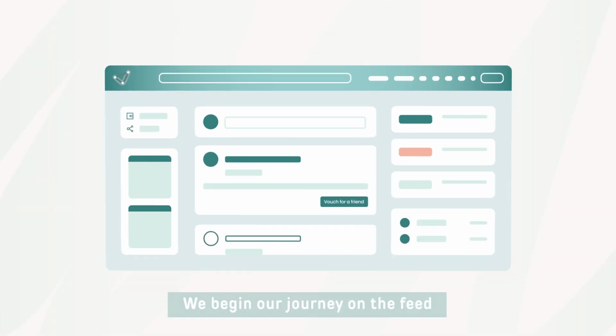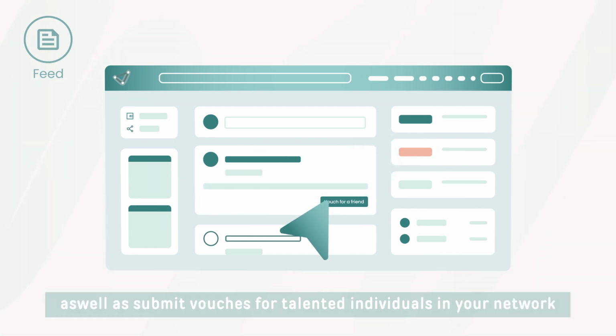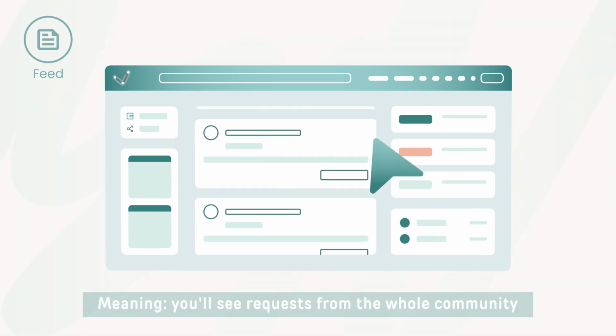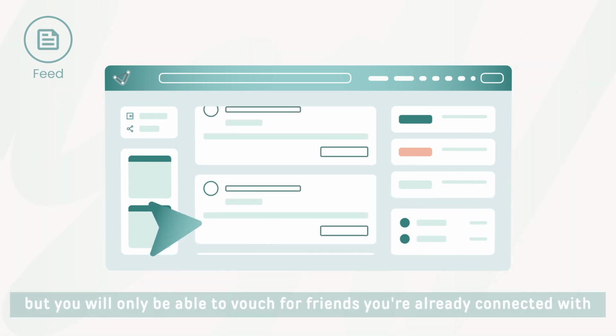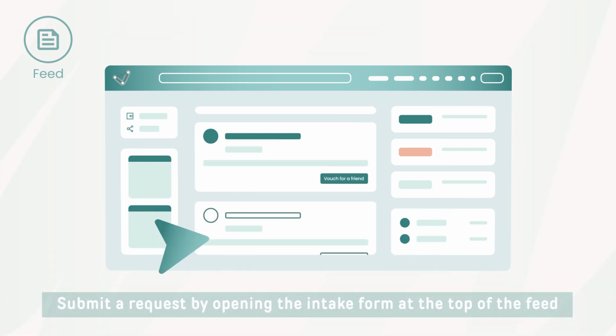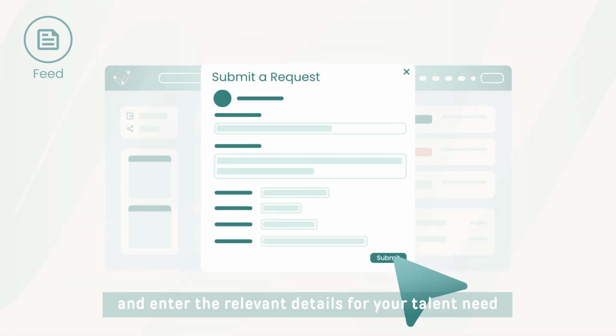We begin our journey on the feed, where you can submit gig requests, as well as submit vouches for talented individuals in your network. Our beta is starting with an open feed format, meaning you'll see requests from our whole community, but you'll only be able to vouch for friends you're already connected with. When you're in need of some project or service support, submit a request by opening the intake form at the top of the feed and enter the relevant details for your talent need.